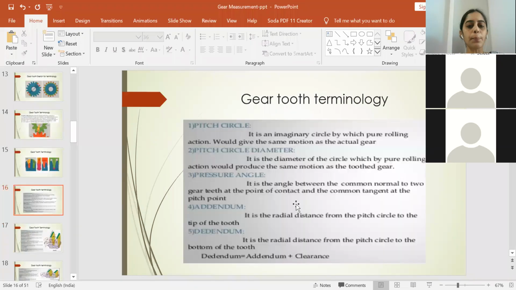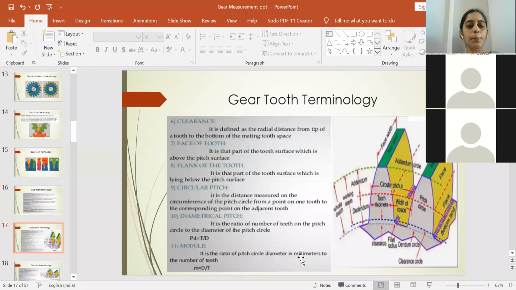So the same thing is given over here. The pitch circle is an imaginary circle that we obtain, and it provides the same motion as the actual gear rotates, and the pitch circle diameter is the same thing we get. Pressure angle I have explained to you. Addendum is the radial distance from the pitch circle to the tip of the tooth, and dedendum is the radial distance from the pitch circle to the bottom of the tooth. Here you have to be clear that dedendum will be equal to the addendum plus the clearance value, and the clearance is nothing but the radial distance from the bottom of the tooth to the base circle. Then you have to understand what is the face of the tooth.